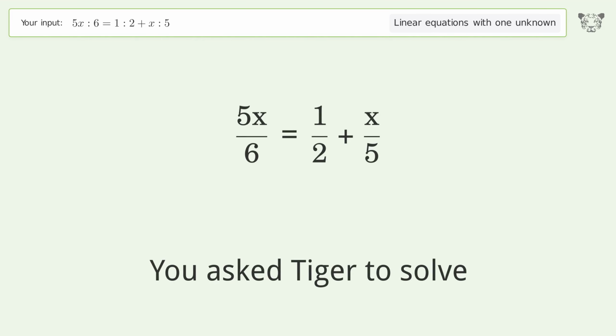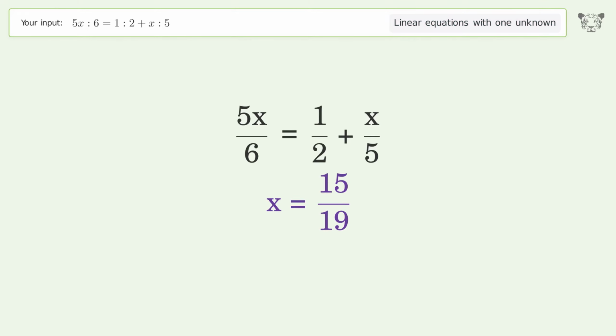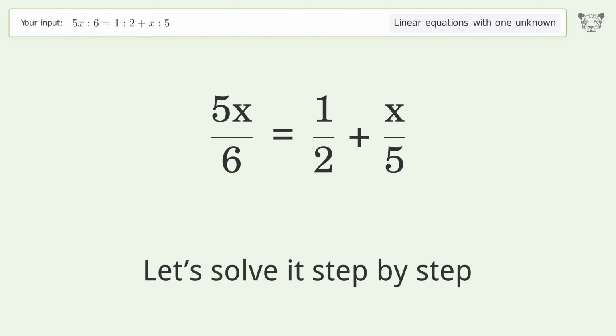You ask Tiger to solve. This deals with linear equations with one unknown. The final result is x equals 15 over 19. Let's solve it step by step.